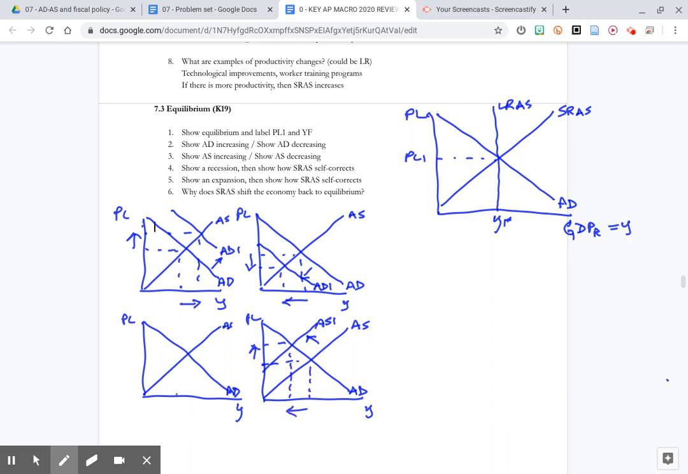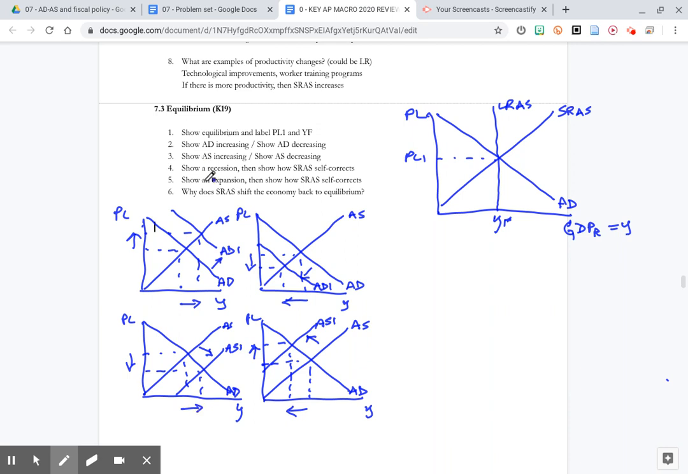And then an increase in AS is to the right. So we'd say AS1. I know that's moving kind of down, but that's actually an increase. Price levels go down and output goes up. Remember that to the right is always an increase and to the left is always a decrease.